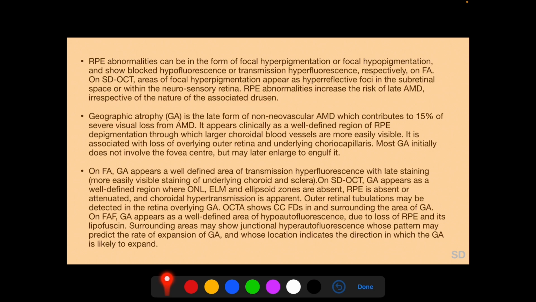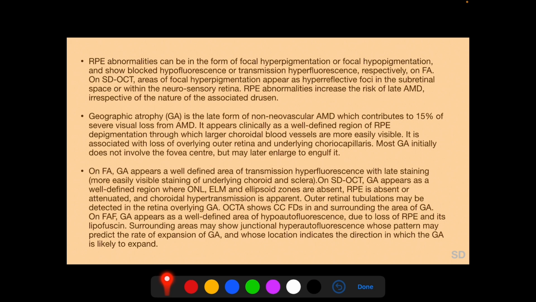Geographic atrophy is the late form of non-neovascular AMD which contributes to 15% of severe visual loss from AMD. It appears clinically as a well-defined region of RPE depigmentation through which larger choroidal blood vessels are more easily visible. It is associated with loss of overlying outer retina and underlying choriocapillaris. Most GA initially does not involve the foveal center but may later enlarge to engulf it.